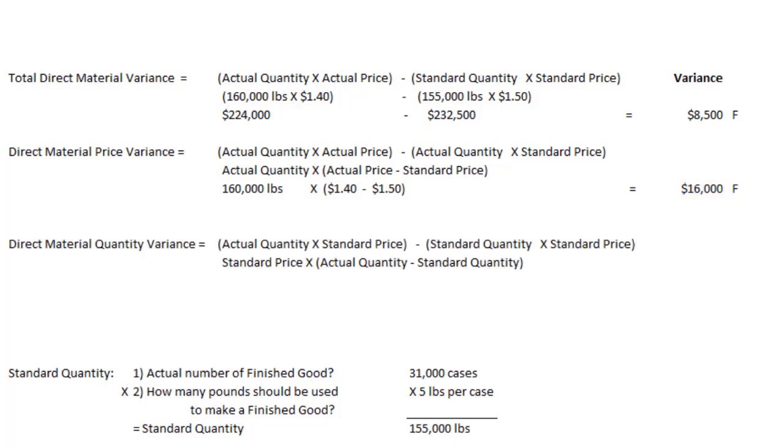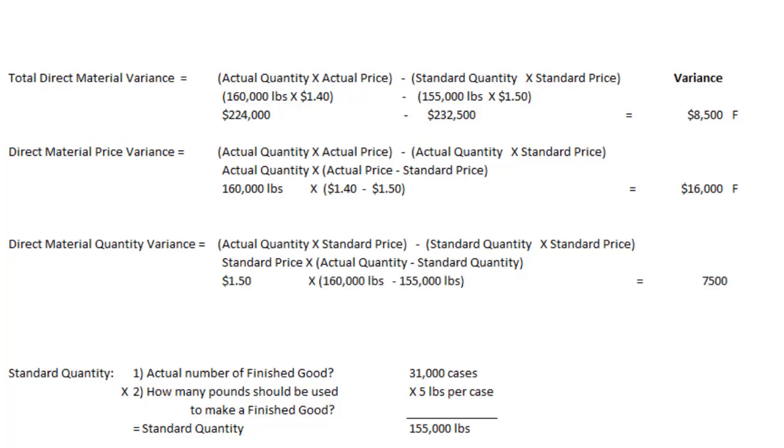Let's next look at the material quantity variance. We want to take the actual quantity times the standard price. Again, this is information that we already used in the total direct material variance. We're just rearranging the variable. So actual quantity times standard price minus standard quantity times standard price. Since we have standard price in two areas, we can put that together mathematically and then multiply it by the actual quantity minus the standard quantity. So we're just taking the formula and rearranging it mathematically.